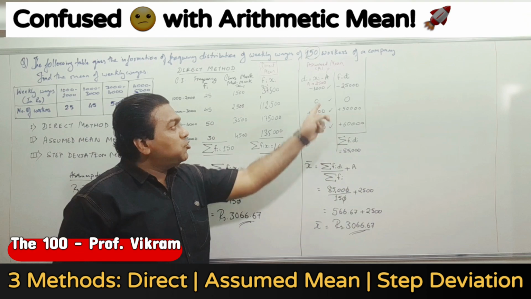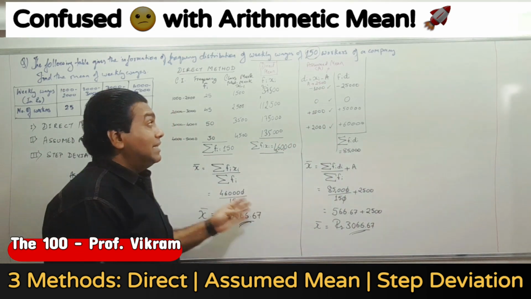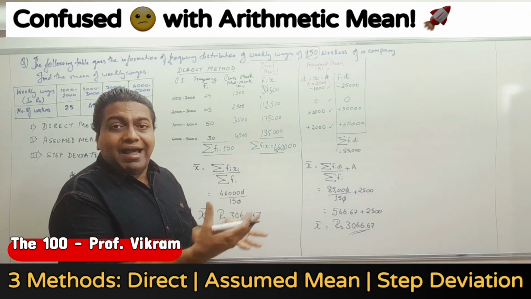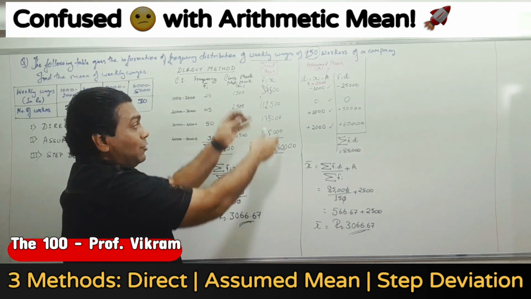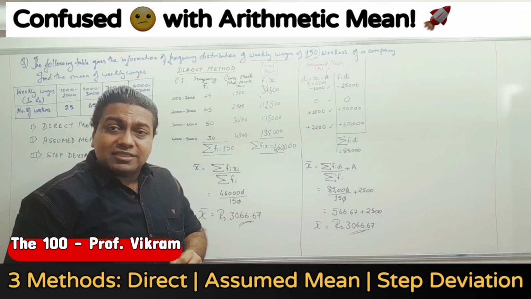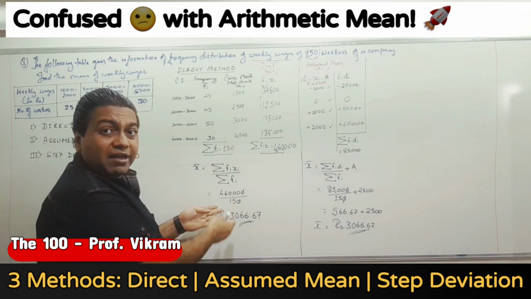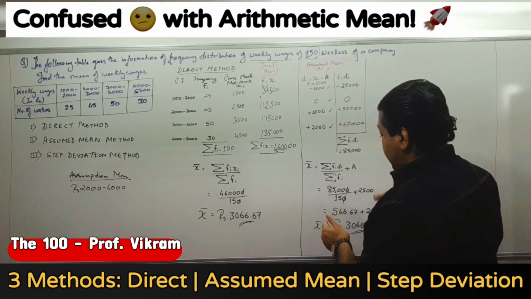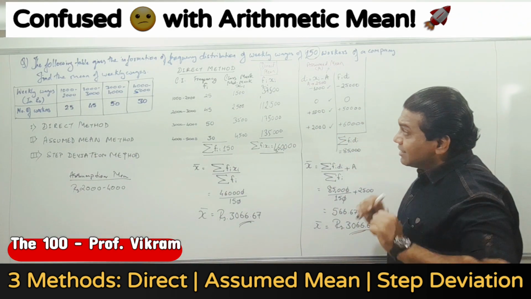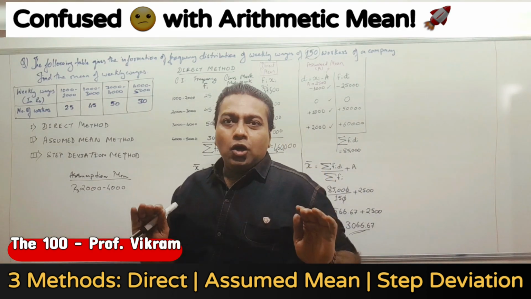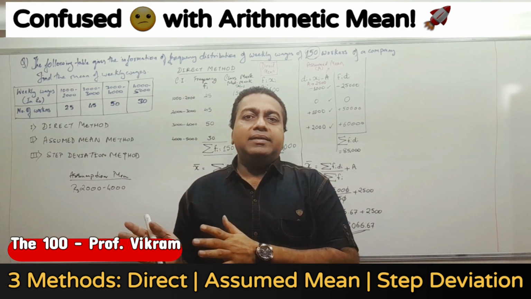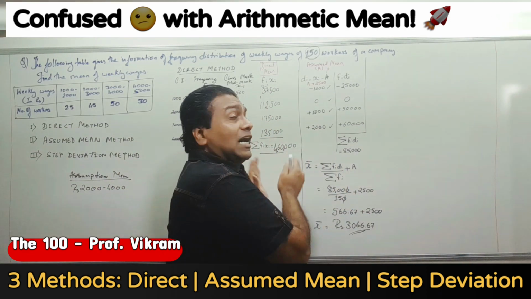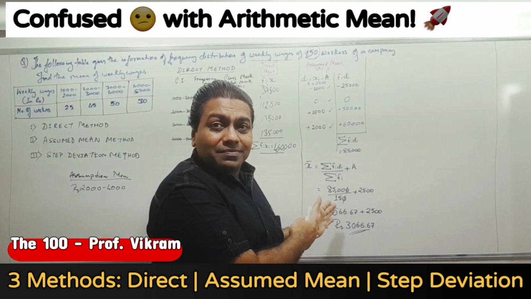You see, whether I use direct method or assumed mean method, I am getting the same answer. But assumed mean method is going to be faster than direct method because here I did not have to multiply higher values, whereas in direct method I have to multiply higher values, add higher values, that is time consuming. Again, then division of higher values, that's time consuming. So I used my assumed mean method and got the answer as 3,066.67. Correct? So you saw the two methods. The first method is the direct mean method, which we did just now. The second method is the assumed mean method, which we did just now.